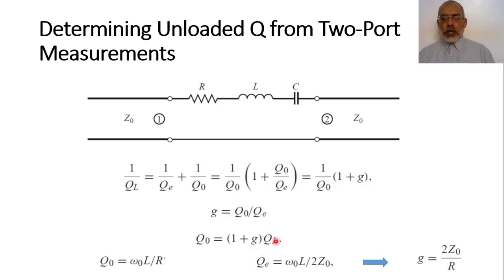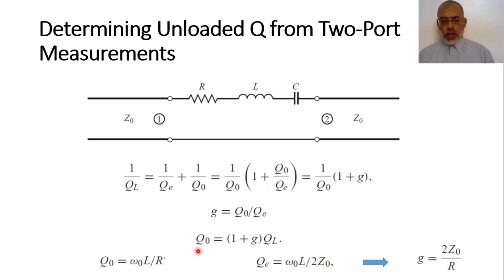Effectively, what we can measure is the loaded quality factor. The output of the measurement in this case is the loaded quality factor. So, we can determine the loaded quality factor from the measurement, and if we can determine the coupling coefficient G, we can determine the unloaded quality factor. And once we can determine the unloaded quality factor, we can obtain the loaded quality factor for any other load.